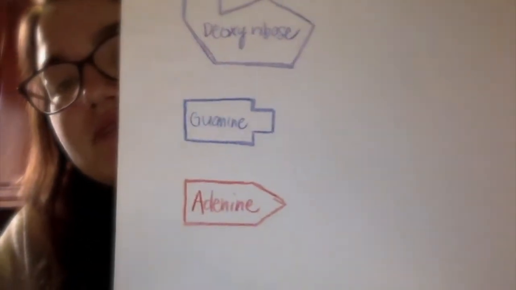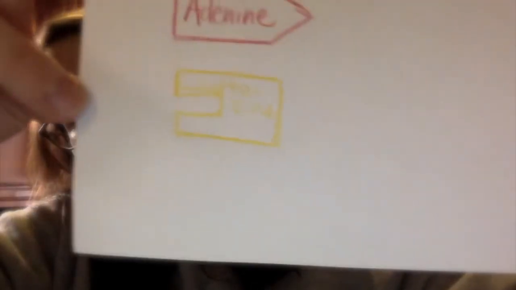Alright, and there is my adenine in all its glory. Alright, the next thing I'm going to draw is my cytosine. So my cytosine is yellow. Alright, my cytosine looks like that.